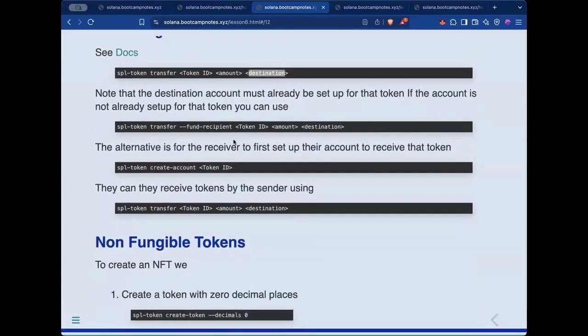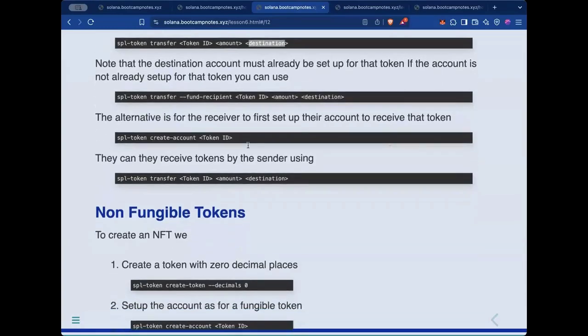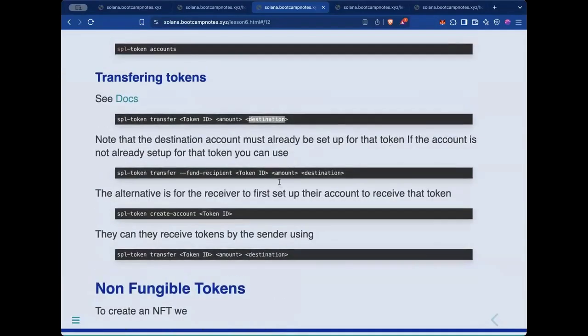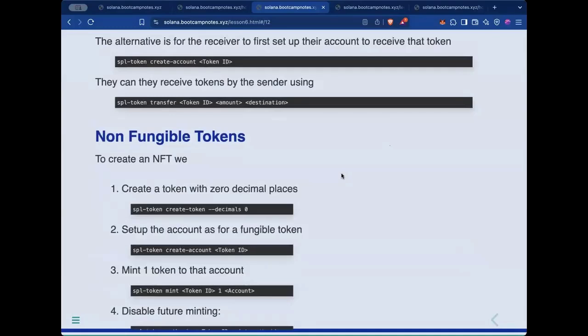You can do this fund recipient as well, which will set up the token account if it doesn't already exist. Or another way around that is to get the recipient to create an account, even though they don't have any tokens yet. They can do the create account themselves for that token, and then you can do a transfer without having to do the fund recipient.